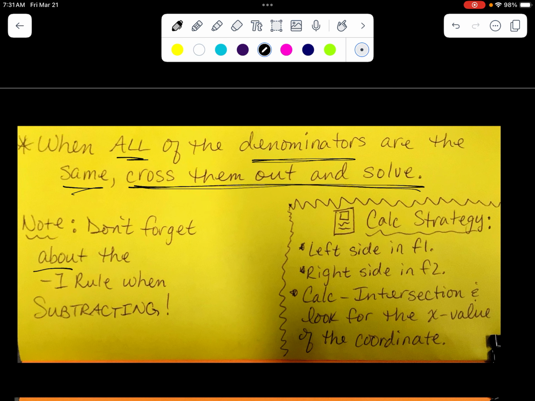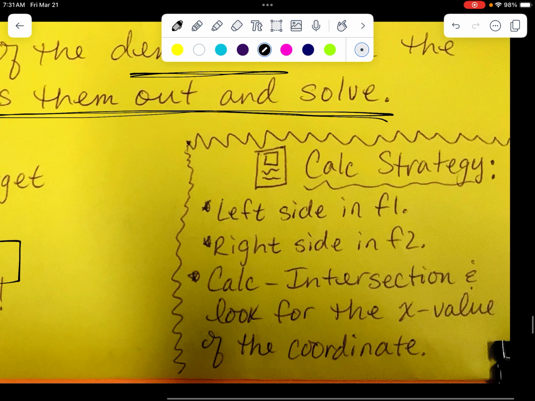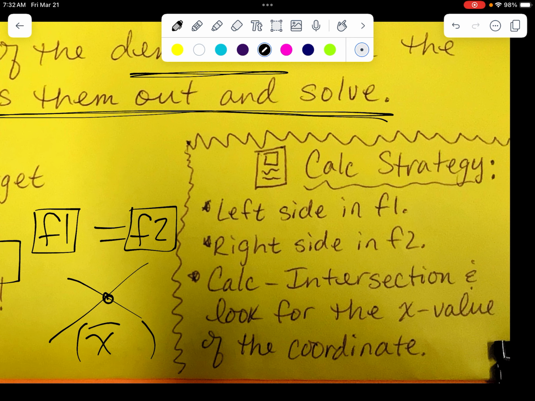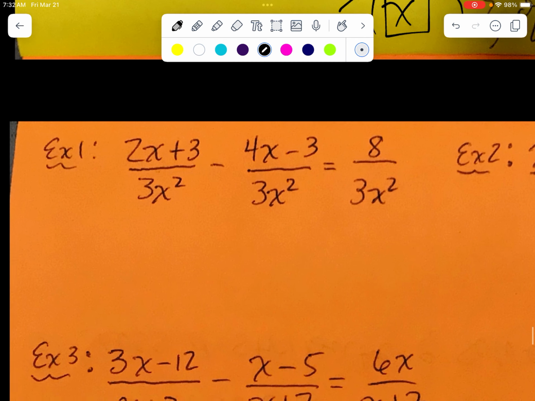When we are subtracting, we are going to apply what is called the -1 rule, and I'll show you what that means. And there's a calculator strategy here. We can put the left side of the equation here in F1. We'll graph that in F1 or box 1 if you're using Desmos. We're going to put the right side of the equation in F2, and what we're going to do is calculate the intersection. And where the two lines intersect, we want to look for the x value of the coordinate because that is what we're solving for, and that will be our answer. Let's take a look at our first example here.